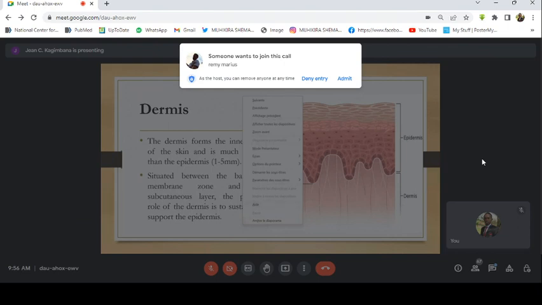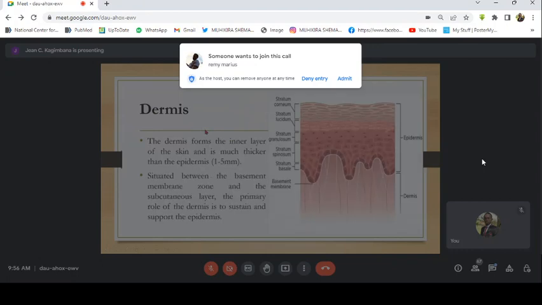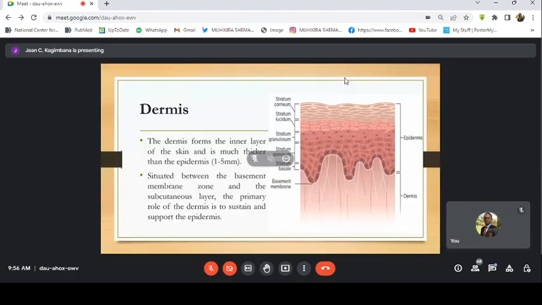Now, this is the second structure of the skin, the dermis. The second one, it's a bit thicker. The dermis forms the inner layer of the skin, and it's much thicker than the epidermis, 1 to 5 millimeters.